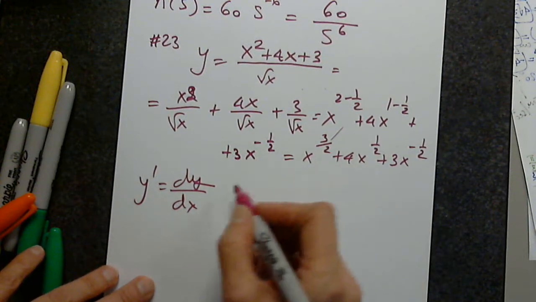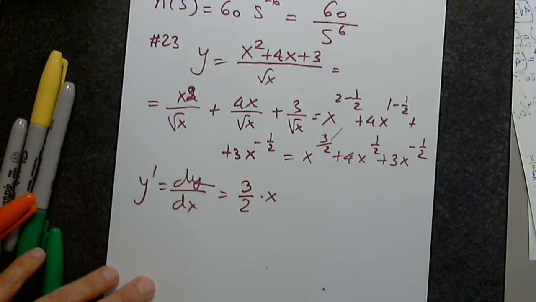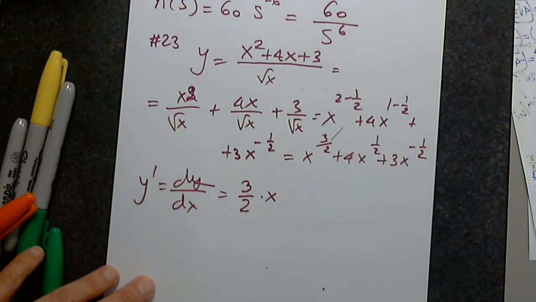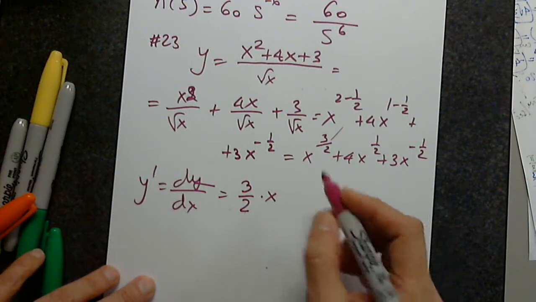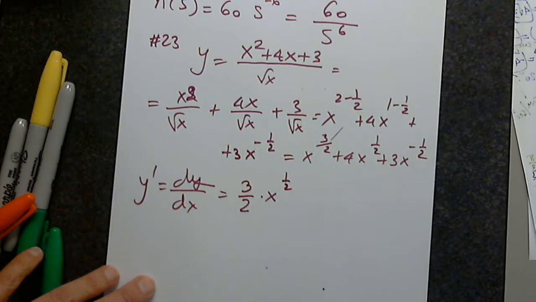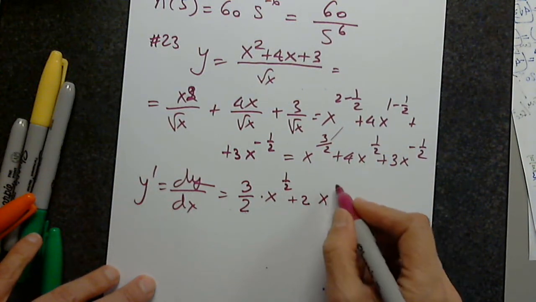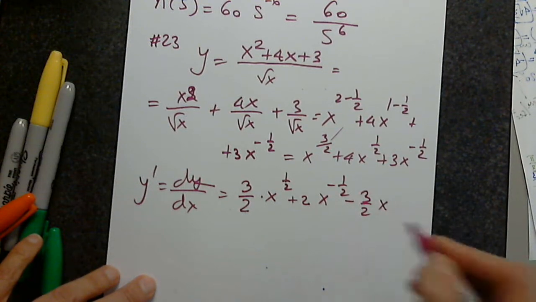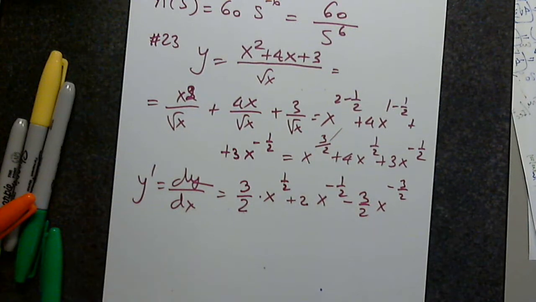Very good. So y prime is 3/2 times x to 3/2 minus 1, which is 1. 3 over 2 minus 2 over 2, right? It's 1/2, right? Correct? Yes. Good. And then I bring down the 2, and x to negative 1/2. I bring down negative 2, negative 3/2, x to negative 1/2 minus 1, which is negative 3/2.